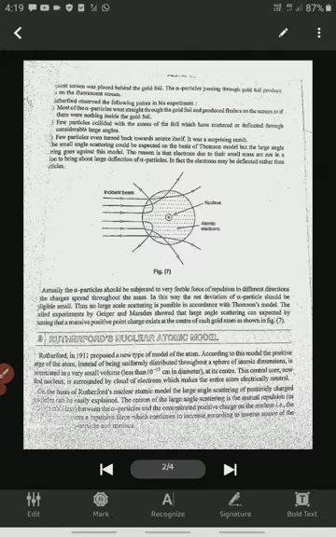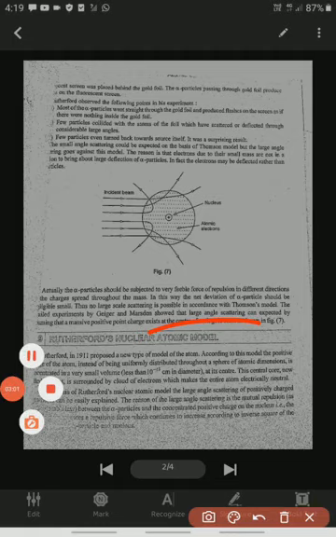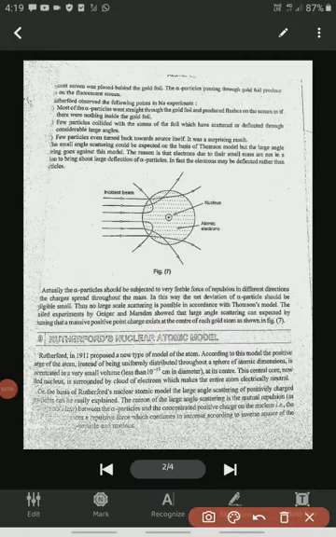First of all, Rutherford observed the following points in this experiment. First, most of the alpha particles went straight through the gold foil and produced flashes on the screen, as if there were nothing inside the gold foil. This is the first observation by Rutherford.